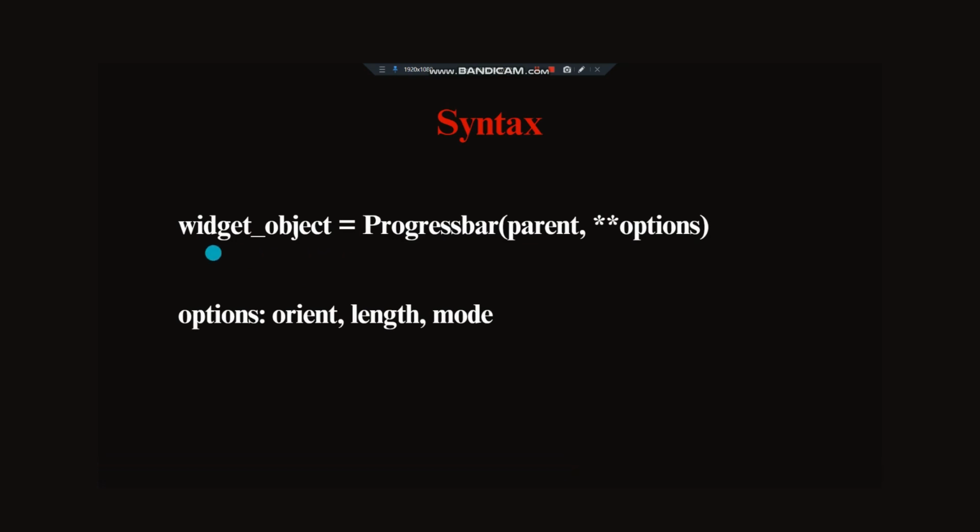In the widget object, we can write progress bar equals ttk.Progressbar, and we can give it a name, like widget. Then the parent, where we can write root, and then the options, like orient, length, and mode. In mode we'll mention our mode, indeterminate or determinate, and in length we can mention 100, 200, 300, 400. And for orient we can mention horizontal, vertical, something like that. So this is the whole syntax of this progress bar.